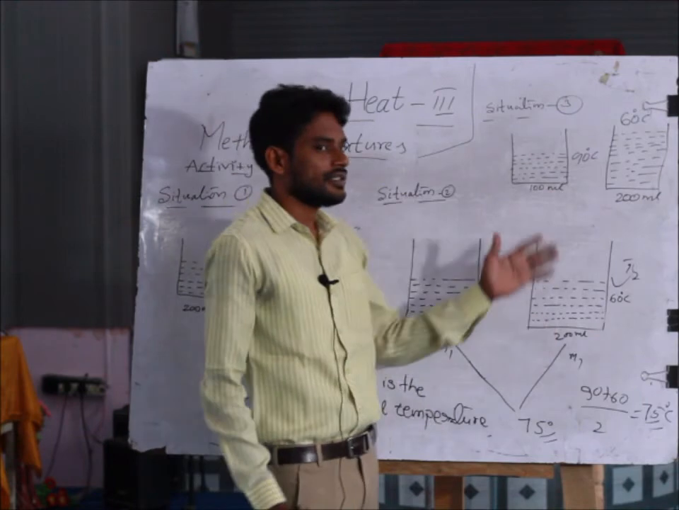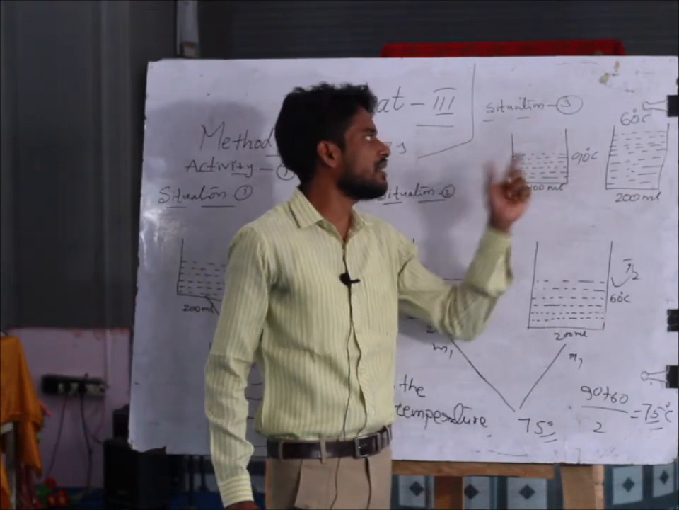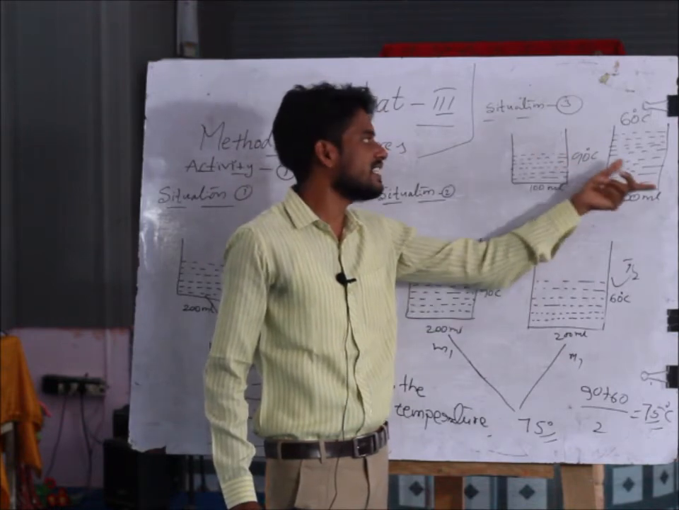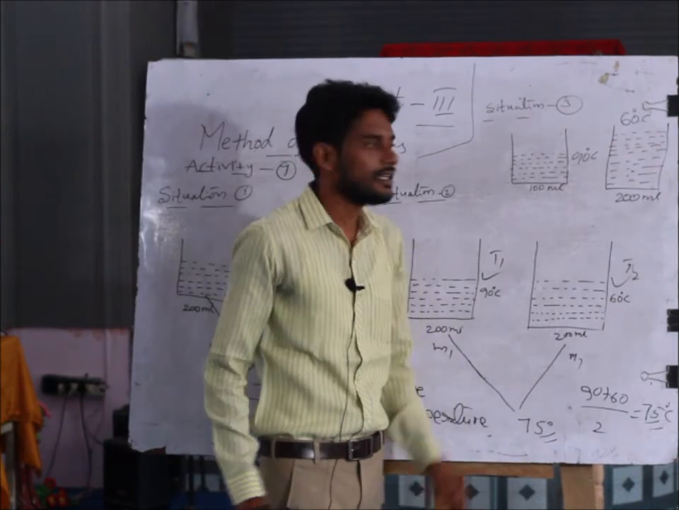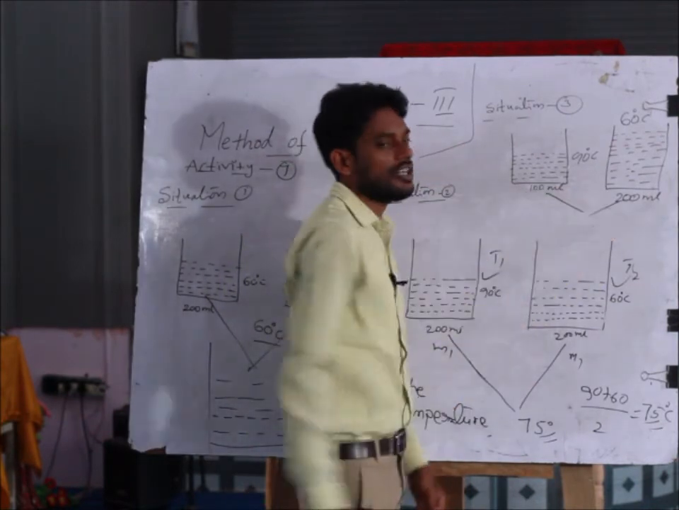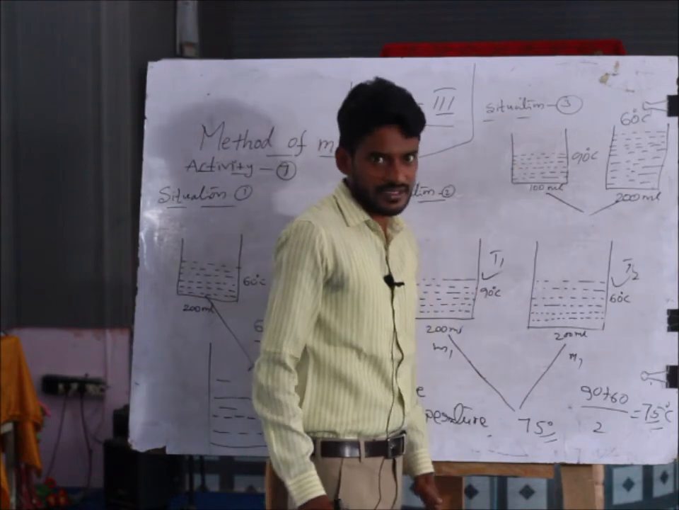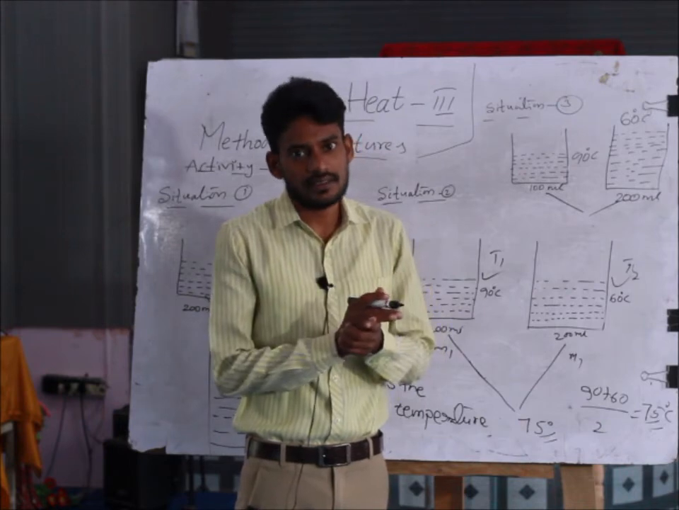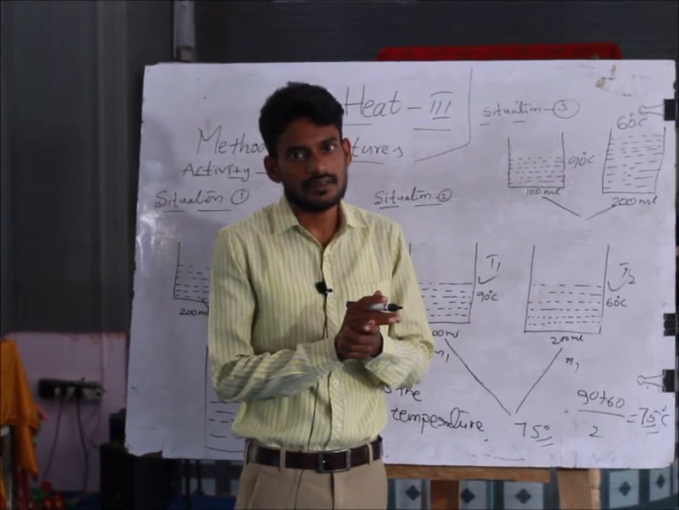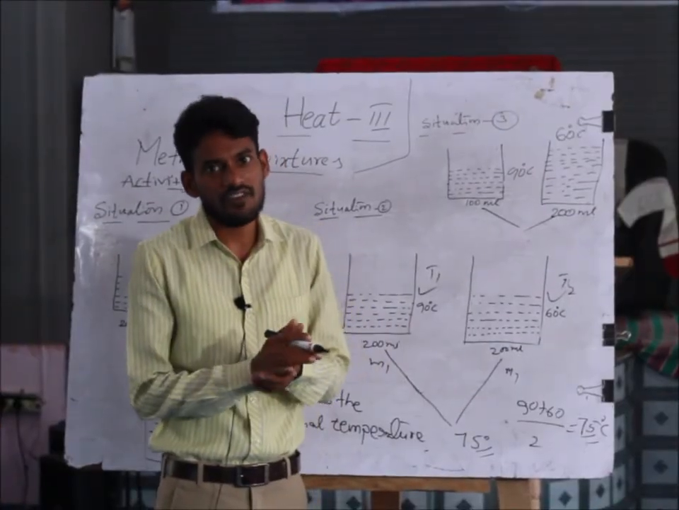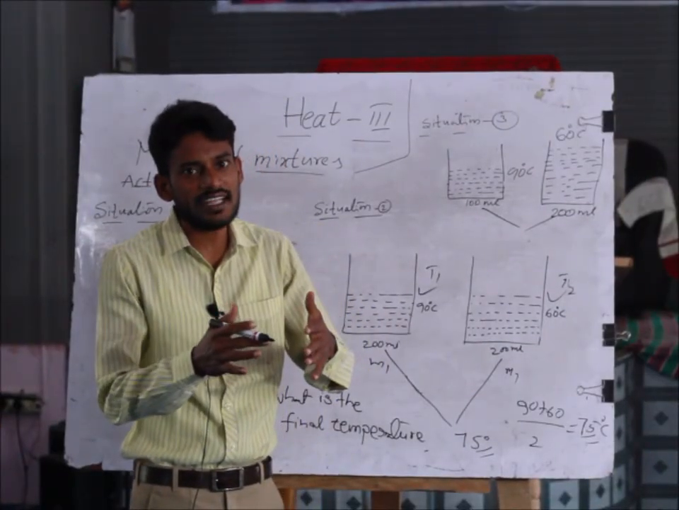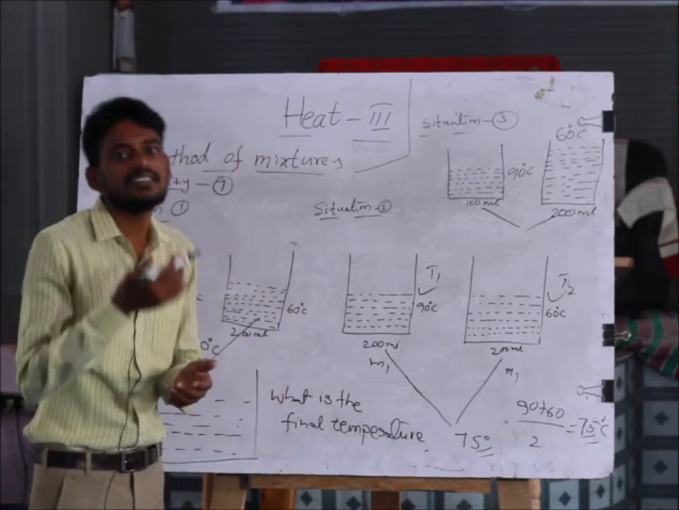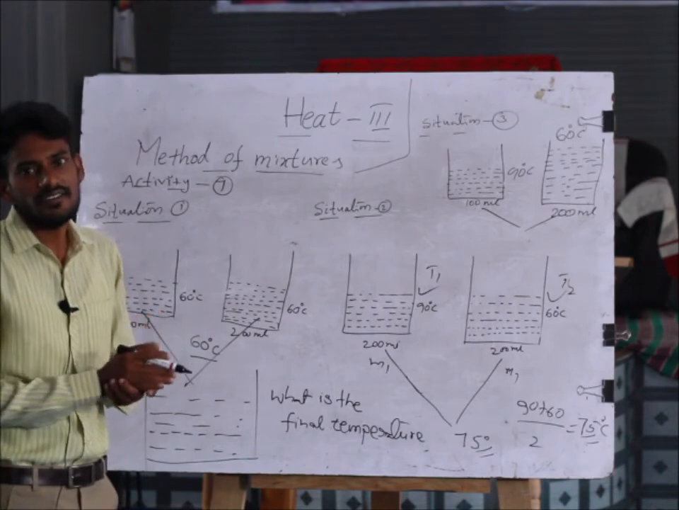In the final situation, masses are different, 100 ml and 200 ml. Heat the first beaker to 90 degrees centigrade and the second beaker to 60 degrees centigrade. Mix them in a large beaker. What would be the final temperature? By these observations, you can find the final temperature of the mixture. One formula is there. Shall we derive the formula?